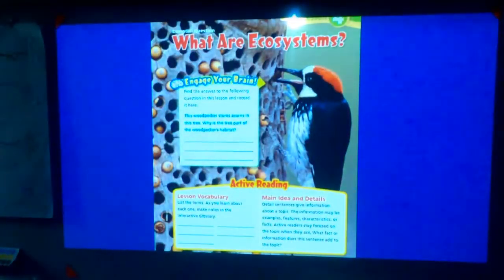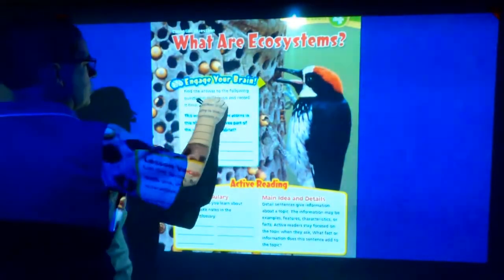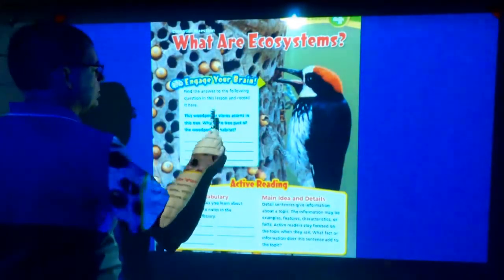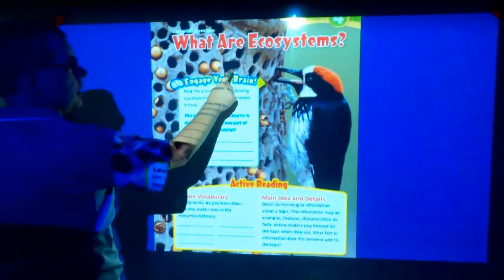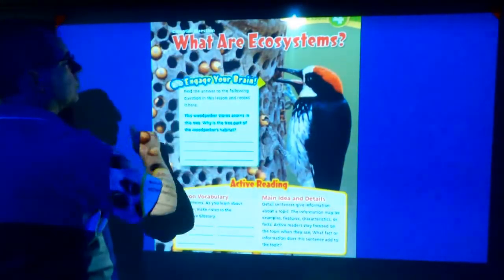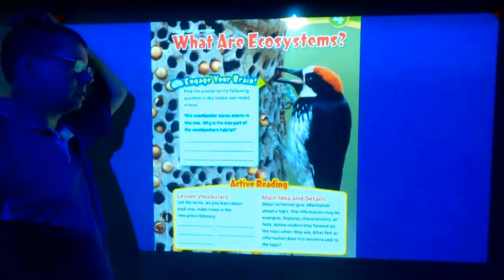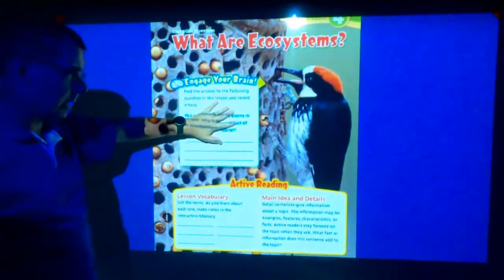For me, it's just this. What are ecosystems? I have no idea what an ecosystem is. So engage your brain. Find the answer to the following question in this lesson and record it here. This woodpecker stores acorns in this tree. So if you look at the tree, it made holes to put the acorns in. Why is the tree part of the woodpecker's habitat? Well, I don't even know what a habitat is yet, so I can't answer this question at all. So I gotta think on that one.